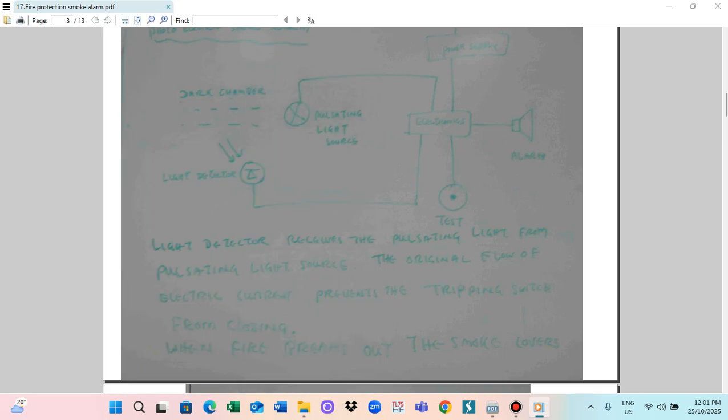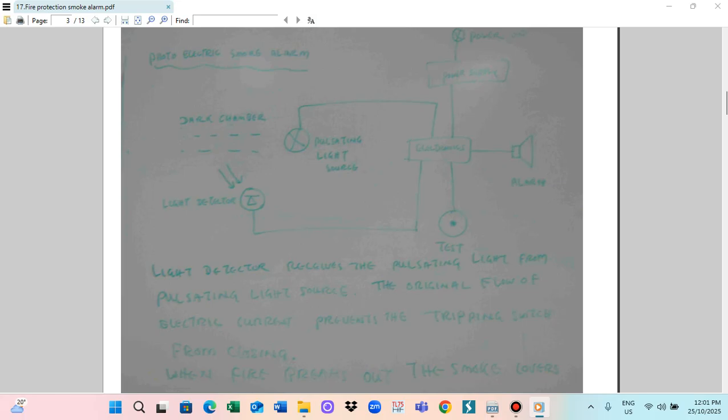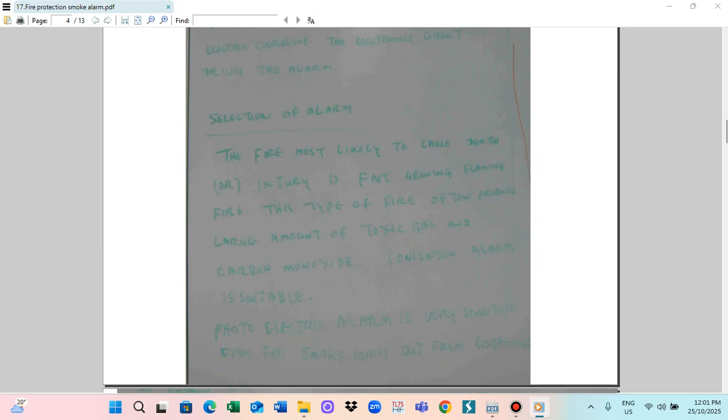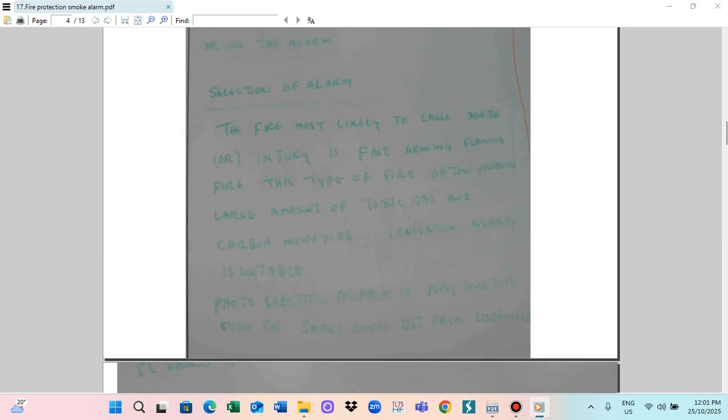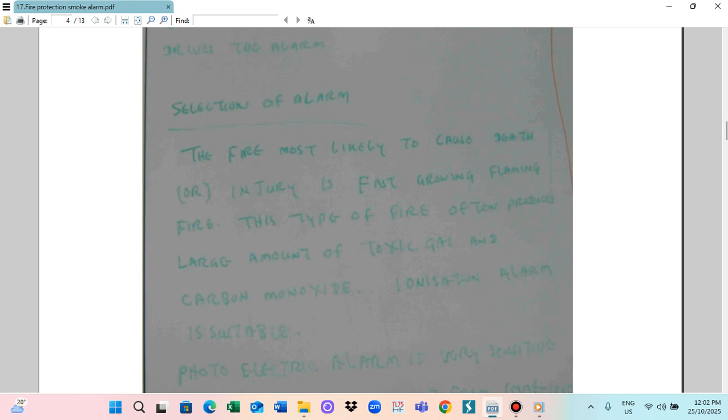This is the photovoltaic fire detection system. Normally light falls on the solar cell. When a fire happens, the light falling on the solar cell is obstructed, so it is sensed by the sensor and the alarm will be operated. There will be a selection of the alarm, and depending on that, we have to select the appropriate alarm.